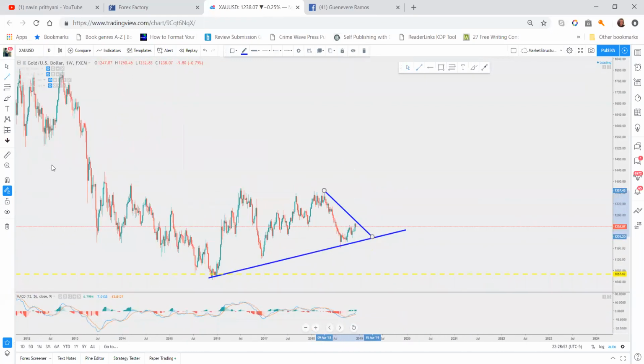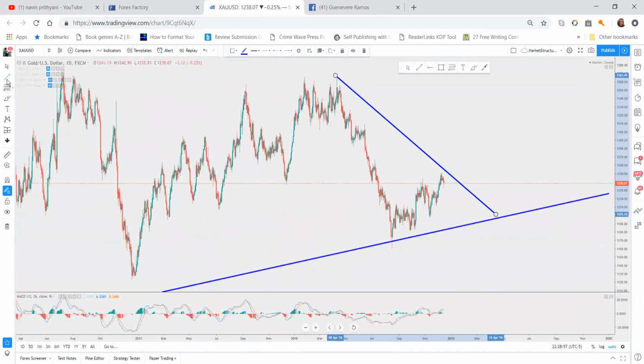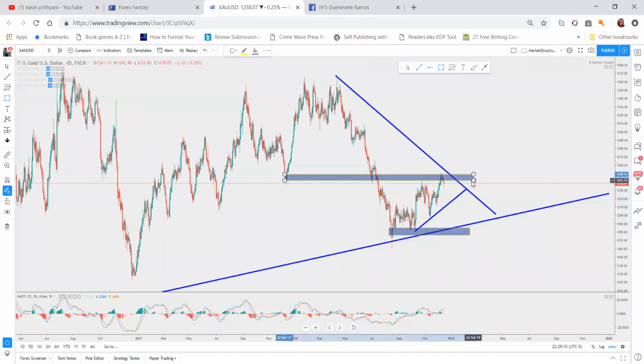The dollar's consolidating, so that doesn't help. On the daily, we can draw another trend line. Now here, you could draw your zone right here. When it got to this area, this time we saw it reject and go down. This time we saw it act as support and push it up. So this is a very important zone.